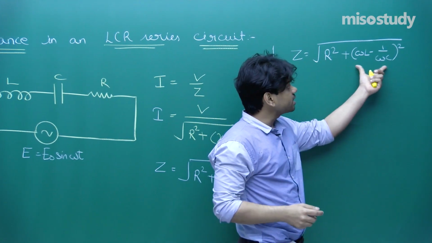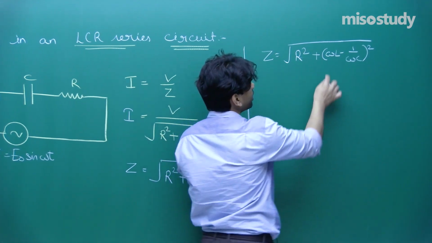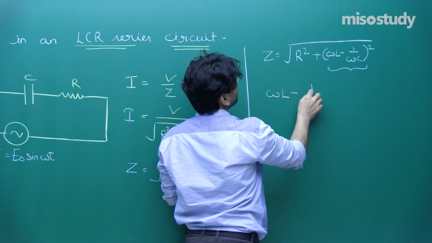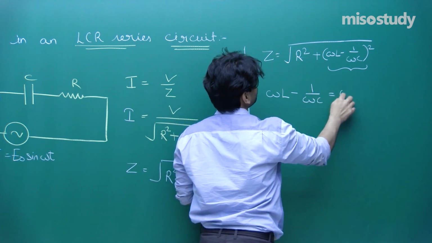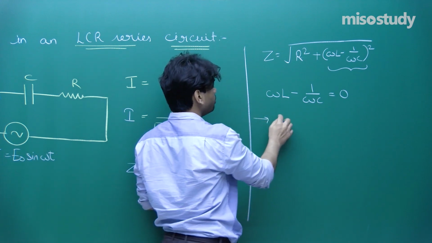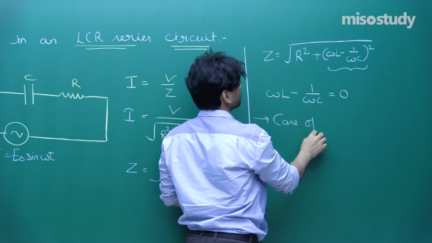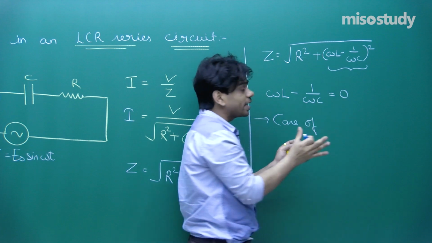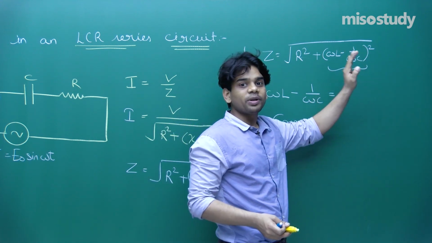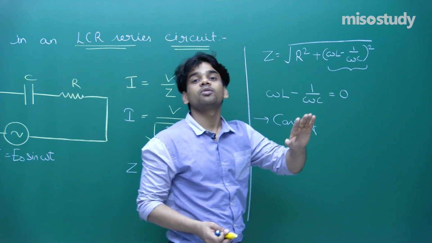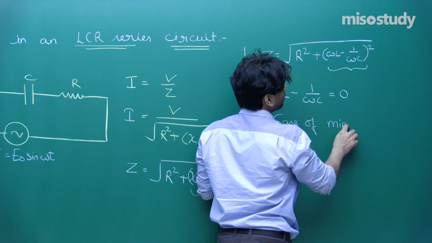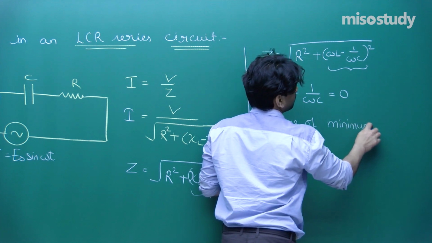Next, observe this: if by any means we can reduce it to 0, that is, omega L minus 1 upon omega C is equal to 0, it's a case of minimum impedance. Why? Because this is equal to 0, so its minimum value can be 0. It cannot be negative because a square is there. It can have a minimum value, and that minimum value can be 0. So it's a case of minimum impedance.